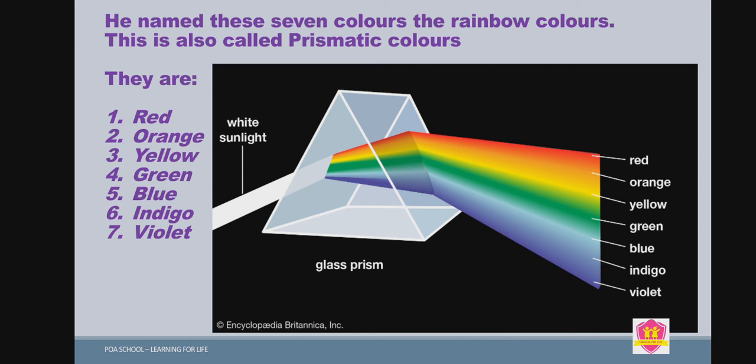Another name for rainbow colors is known as what? Prismatic colors. So these prismatic colors are, let's all read it one by one. 1. Red, orange, yellow, green, blue, indigo, and violet. Let's repeat it once more. 1. Red, orange, yellow, green, blue, indigo, and the last one, violet.